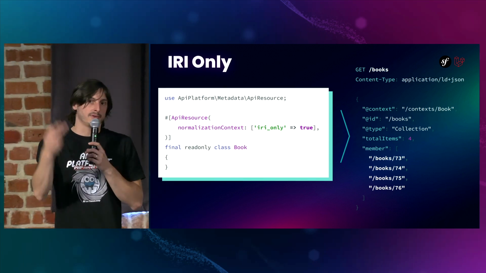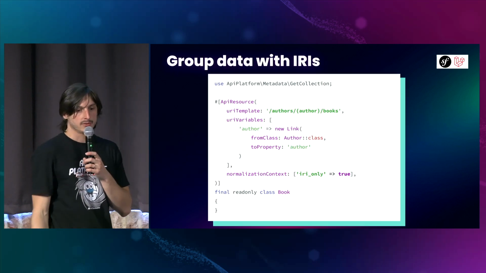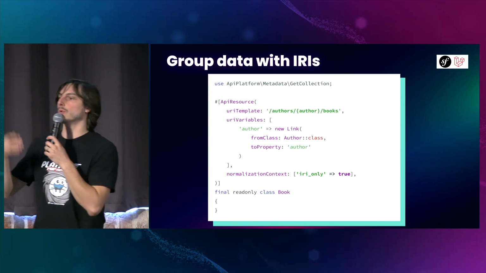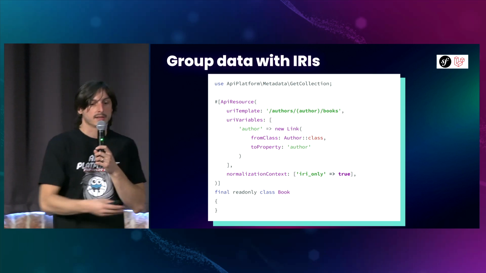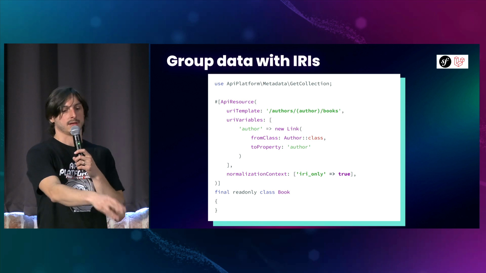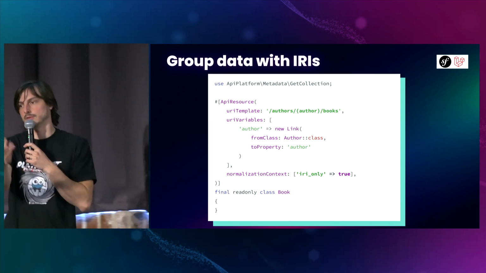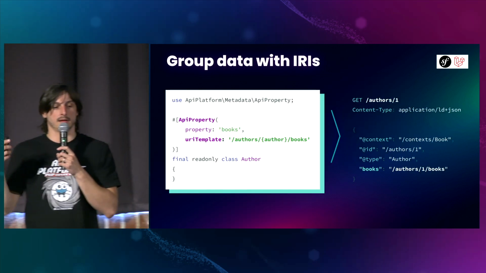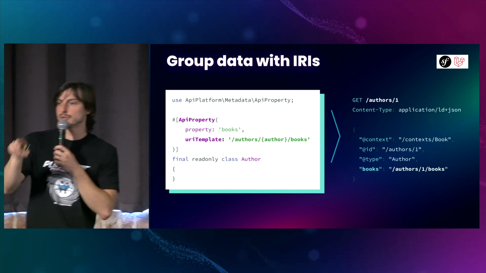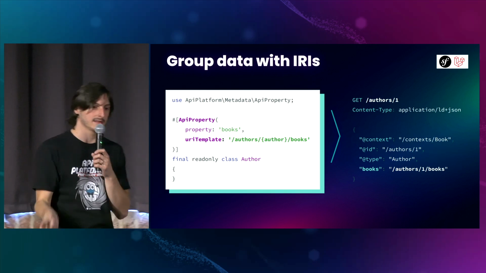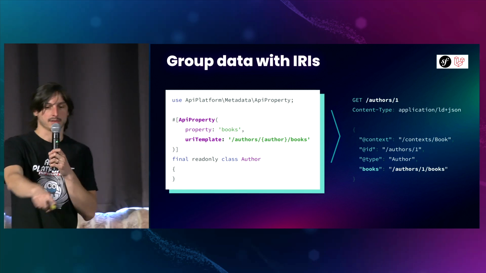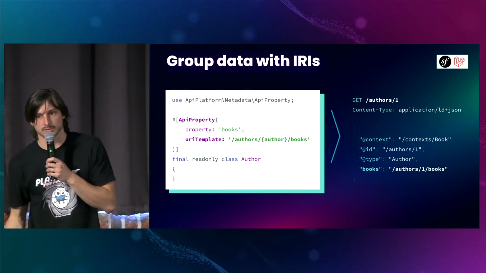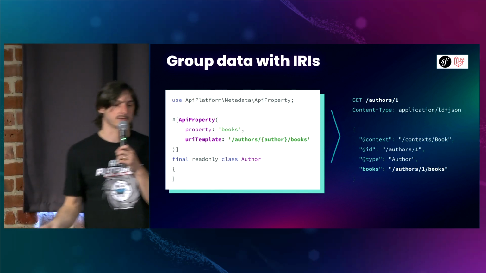To go a little bit further with that, I recommend grouping data within IRIs. For example, if I want to get all the books of a given author, then I can create this new resource, authors, the author name, books, create a link, and then inside my author, I can say the books property can actually be represented by this URI. And you see on the right side that I get an author, and my books is not a collection of books, but a new URI that you can fetch to get the books.